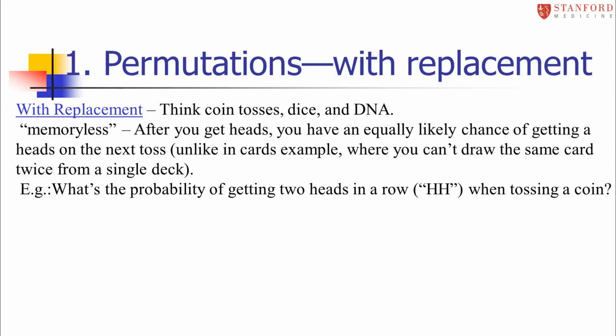Coin flips are memoryless. So it doesn't matter if you've gotten 5 heads in a row, the probability that you're going to get a heads on the next coin flip is still 50%. So you have an equally likely chance of getting heads on the next toss. So again, that's with replacement.